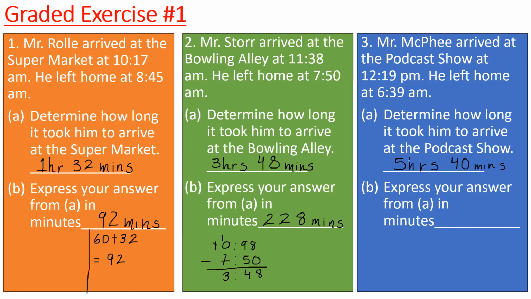Taya, go ahead. B. Express your answer from A in minutes. So I put 5 hours and 40 minutes equal to 5 times 60 plus 40. 5 times 60 is 300. So I put 300 minutes plus 40 minutes, and my answer was 340 minutes. Very good, 340 minutes. Did anyone else get that? I did. Good, perfect.